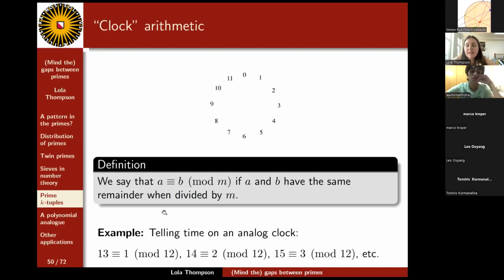So we say that a and b are congruent mod m if they have the same remainder when you divide them by m. You see here that 13 and 1 both have remainder 1 when you divide them by 12. And same thing with 14 and 2 or 15 and 3. And so this is what we've been talking about when we've been saying various congruence things mod m in this talk.